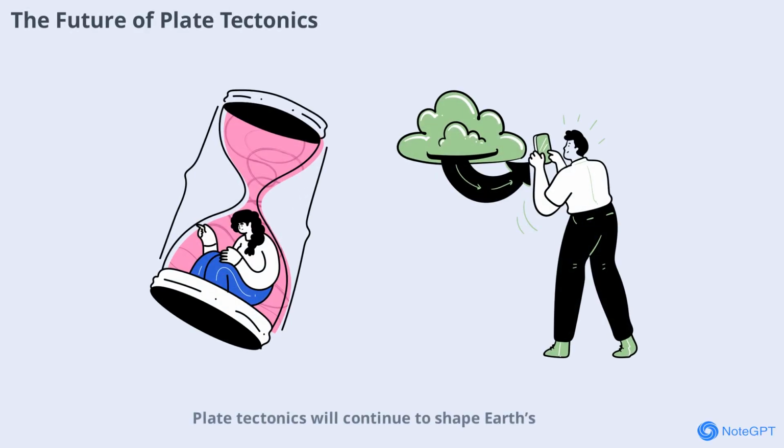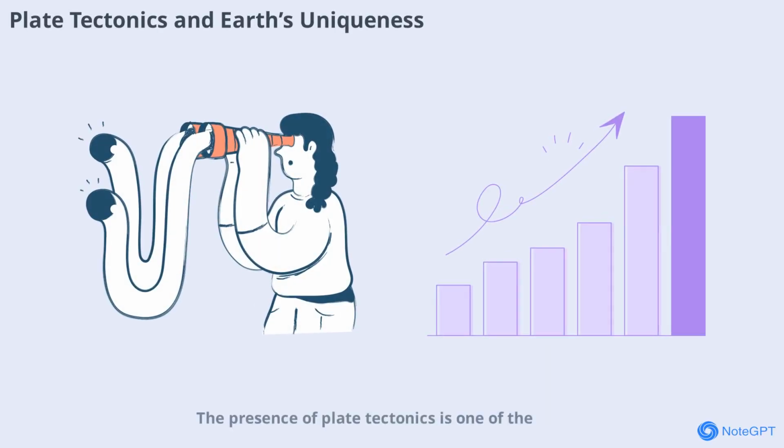Plate tectonics will continue to shape Earth's surface for millions of years to come. Continents will drift, oceans will open and close, and new mountains will rise. By studying these processes, scientists can make predictions about the future of our planet and the challenges and opportunities it may bring. The presence of plate tectonics is one of the features that makes Earth unique in the solar system.